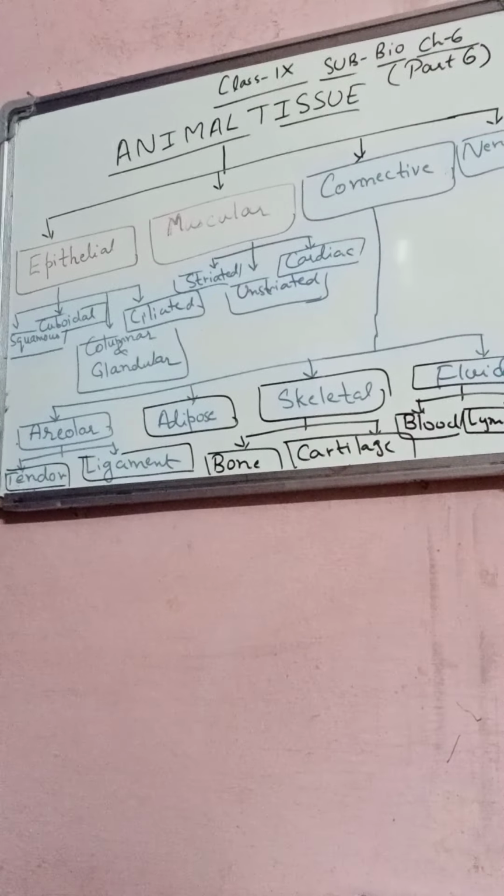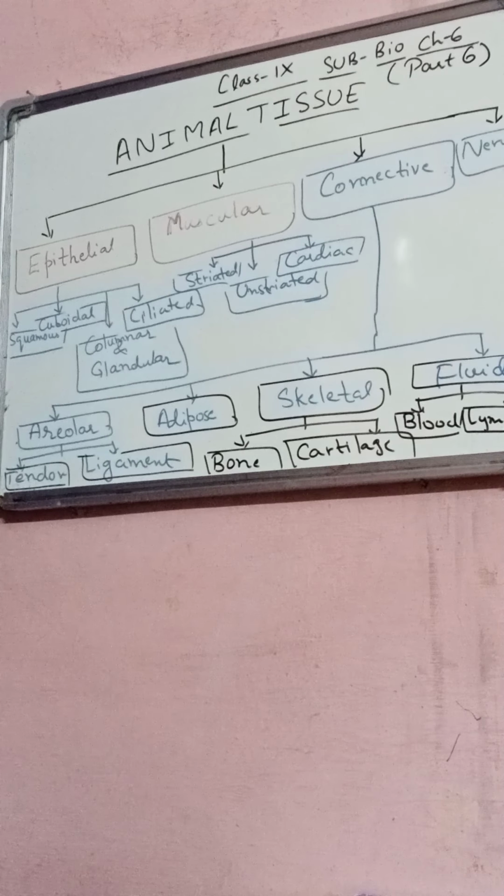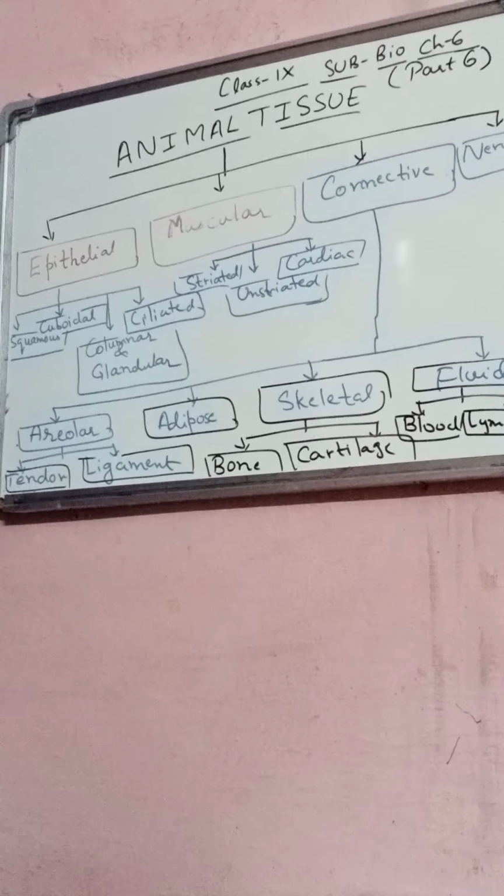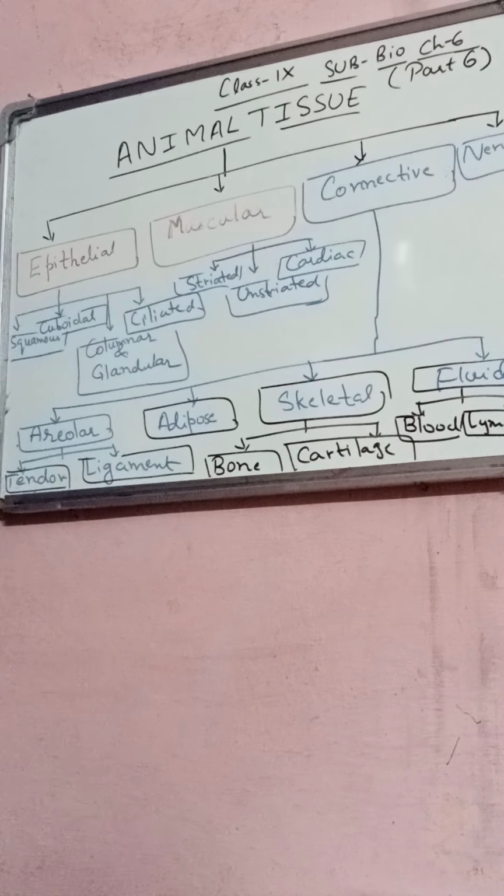Now epithelial tissue or epithelium, you can say it is the simplest type of tissue, and it is a protective tissue of the animal body, right? Like epidermis in plants. Epithelial is the protective tissue, and the cells of this tissue are tightly packed and form a continuous sheet, right?